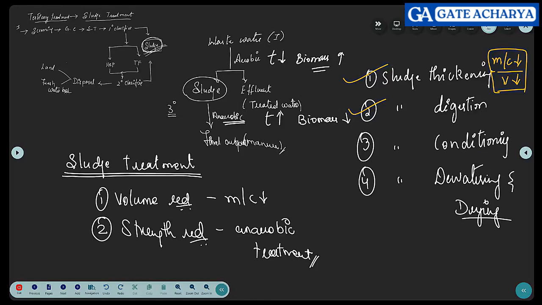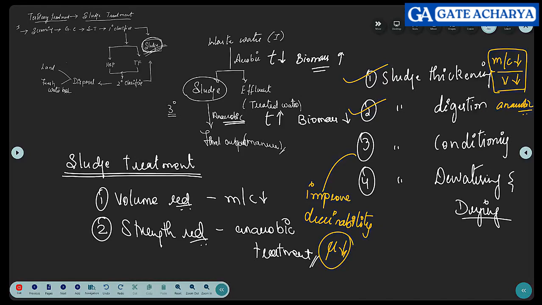So here sludge digestion already. So we have mentioned here strength reduction. Okay. So here digestion is done by anaerobic treatment. So here next one is sludge conditioning. So here we are going to improve the drainability of sludge. So இது எப்படி drainability வந்து improve பண்றோம் அப்படினா by reducing the viscosity.